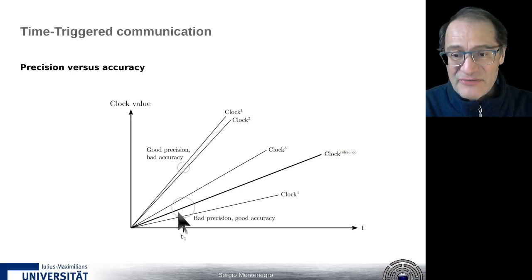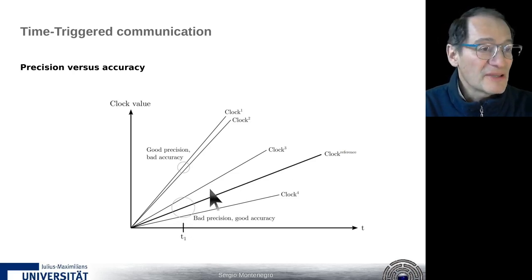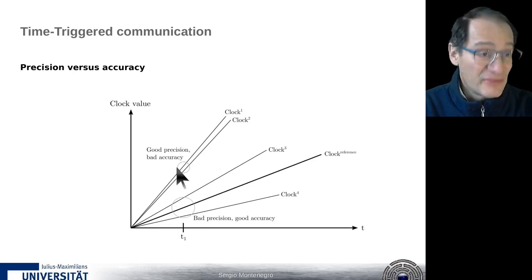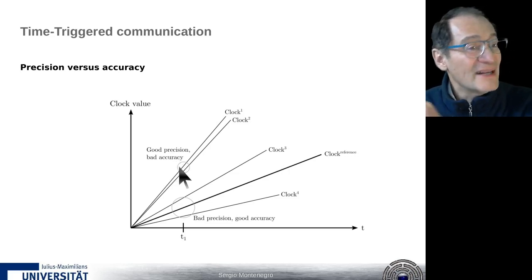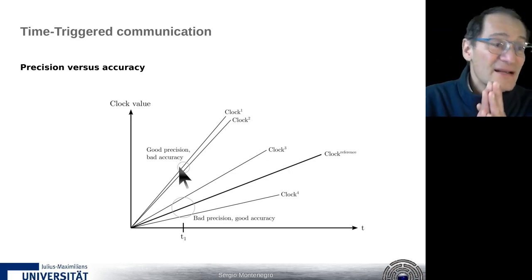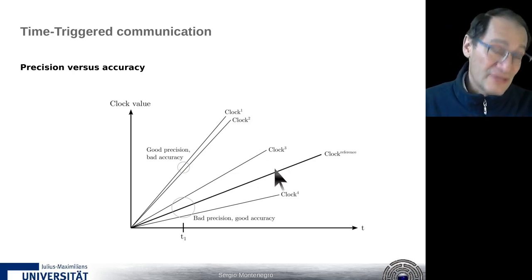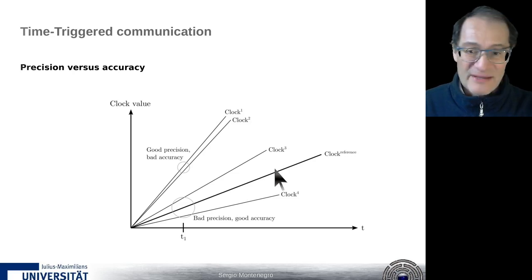But this is for us a problem, because important for us is not the global clock, but is the shift between different clocks of the communication system. So for us, it's more important that our clocks are differing in the same direction and together and have the same speed, even if they are far away from the reference clock. This is not very important for us.